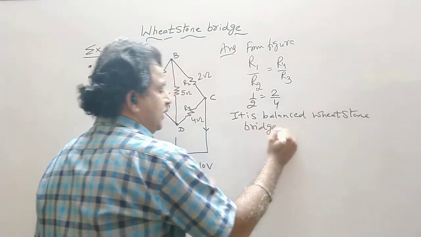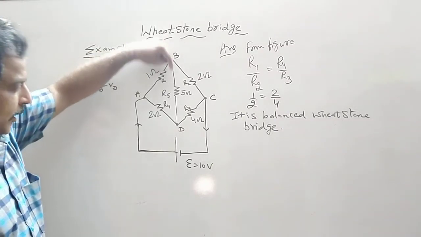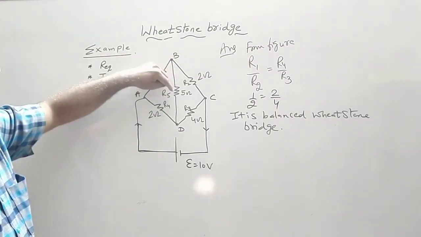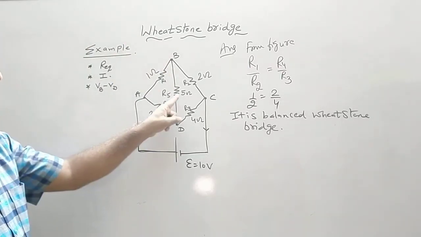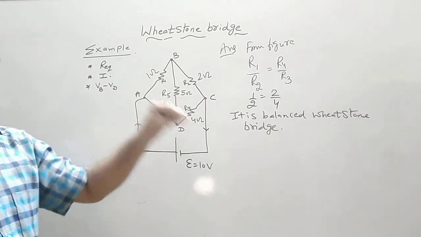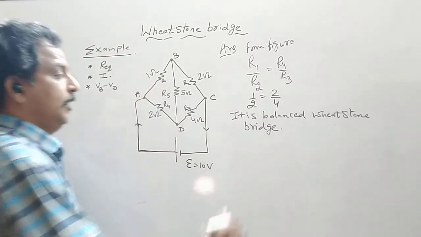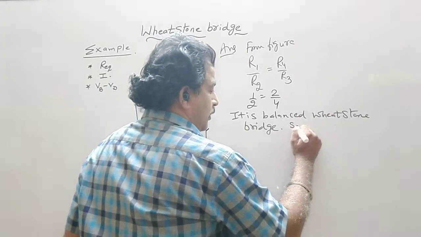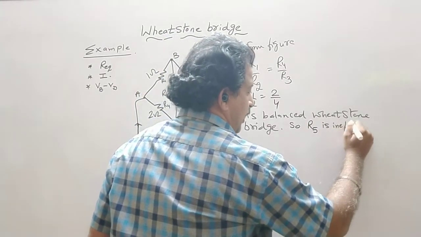And if the bridge is balanced, we know that no current will flow through this arm where we have connected the galvanometer. So no current will flow through this R5. It means R5 becomes ineffective. There is no use of this R5 in the circuit. It is a balanced Wheatstone bridge, so R5 is ineffective.